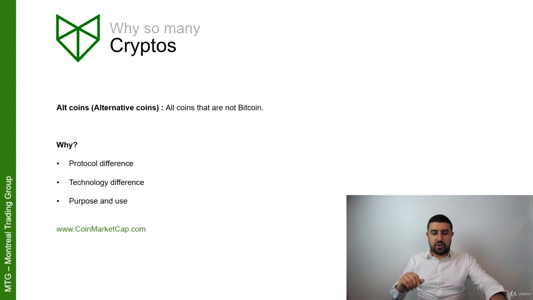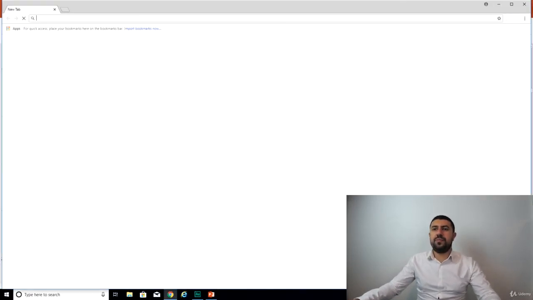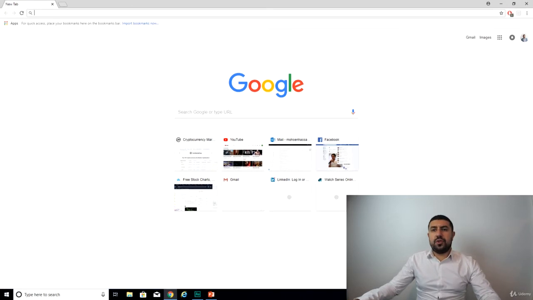So there's all these different currencies. You can go check them out on coinmarketcap.com. I guess I just wrote it here. So let's open a web page. You've got to get familiar with this website.